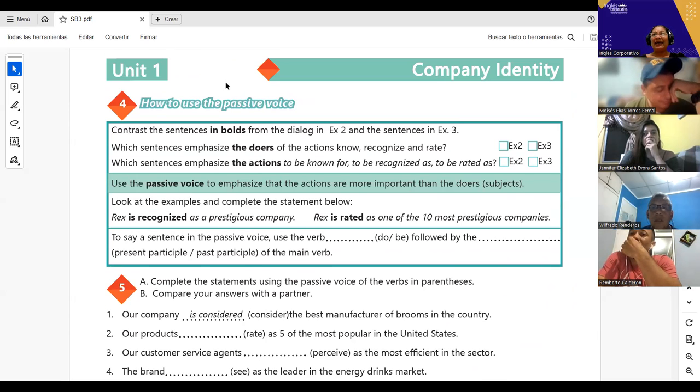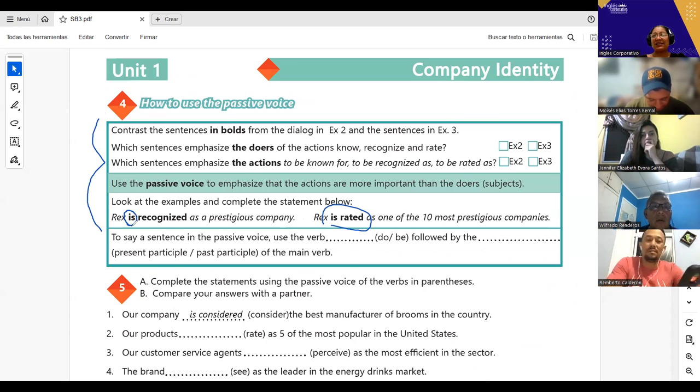For example, this is the grammar point where we have already studied previously, right? We have here is rated. This is in present because the verb to be is in present. Rex is recognized. It is also in present. That's why we have said to say a sentence in the passive voice, use to be followed by the doer and the past participle of the main verb. And then we have some exercises.